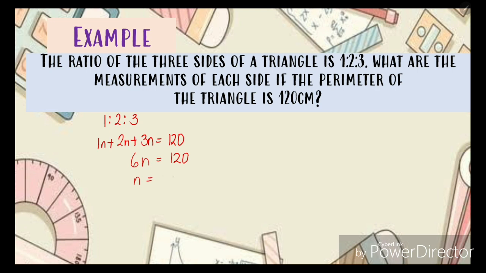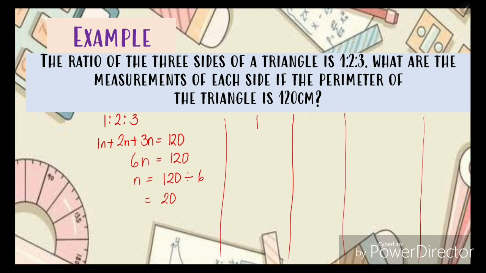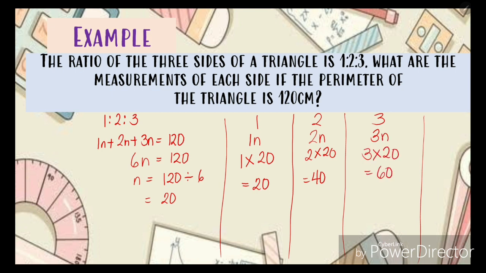So, for us to solve n, we will divide by 6. 120 divided by 6, so our n is equal to 20. So, kunin naman natin yung mga measurements ng sides. So, 1:2:3. So, 1 is 1n. We're gonna multiply the value of n, which is 20. 1 times 20 is equal to 20. 2 is 2n. 2 times 20 is equal to 40. And the third side is 3n. 3 times 20 is equal to 60.